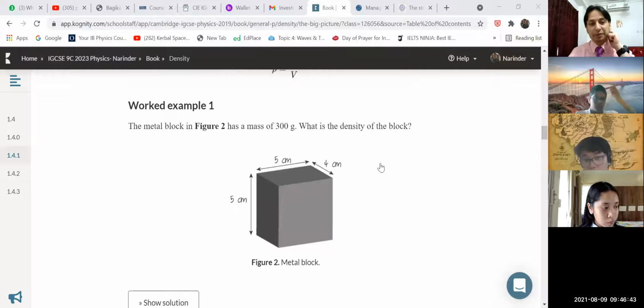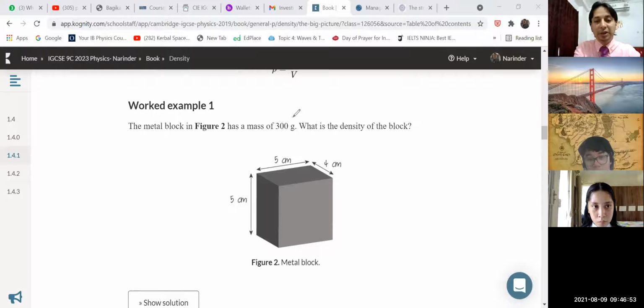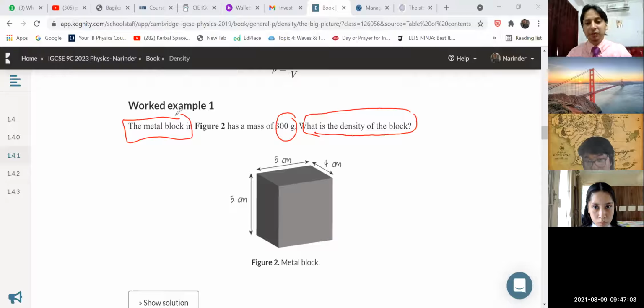Let's see one example here. In this example, we have a metal block and the mass of the block is given. How much is the mass? 300 grams. The question is that you need to find the density of this material, this metal block. What metal is this? They have not given, but this is a metal and you need to calculate its density.